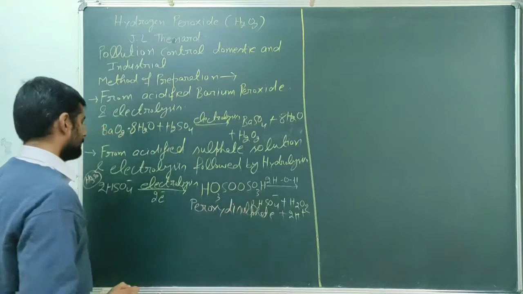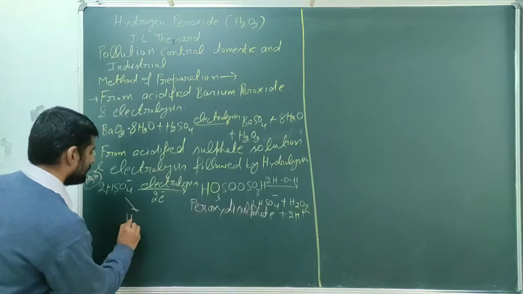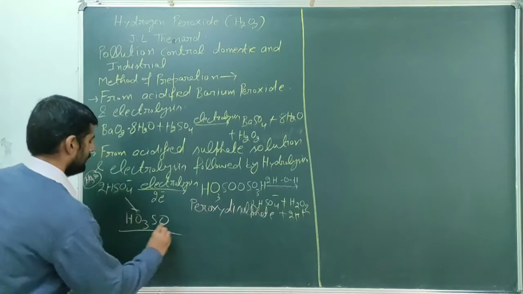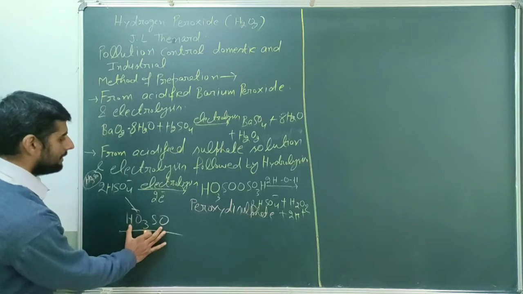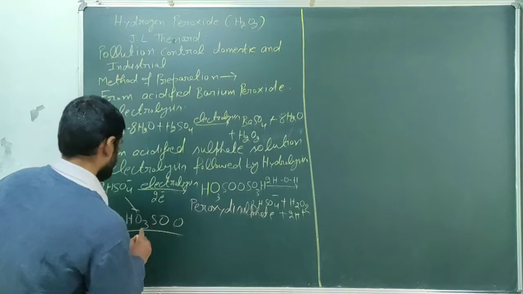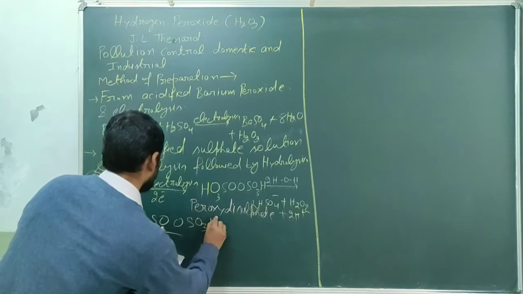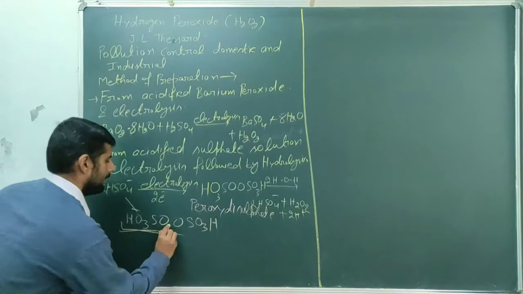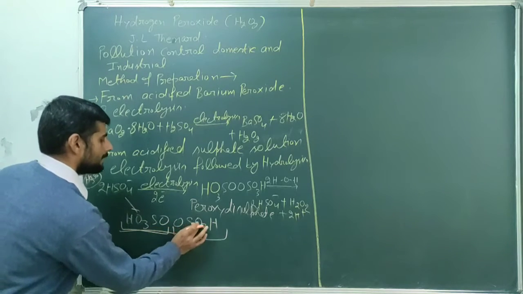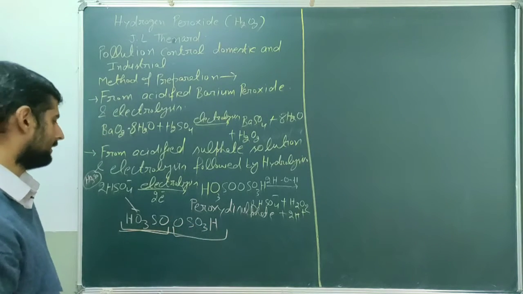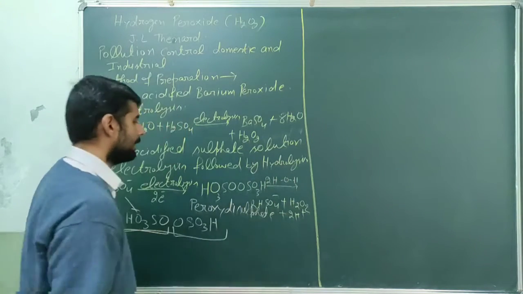And how do you have to write it? HSO4 you can write like this: HO3SO. So one HO3SO you write, and another OSO3H. This is the way, so you can remember how to write it. HO3SO and another OSO3H, this is the peroxodisulfate. Clear? So electrolysis is there, and then we will do hydrolysis.